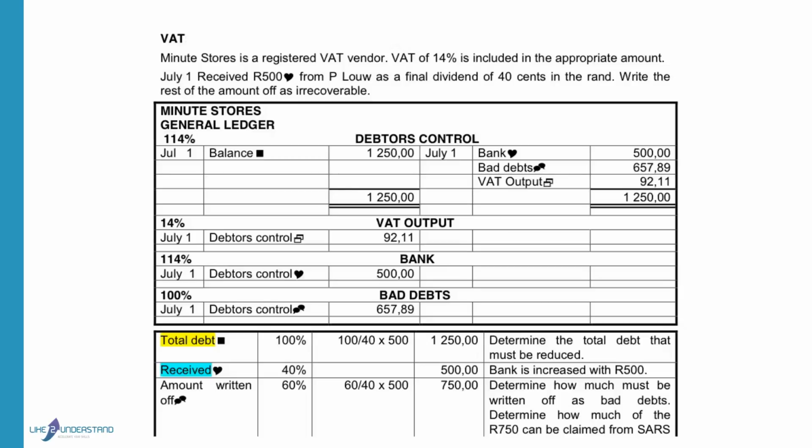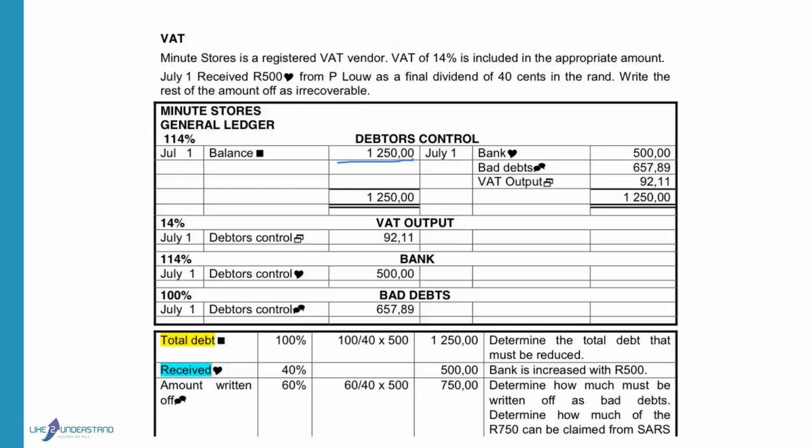So the amount that is outstanding at the beginning of the month is 1,250. That means that when these goods were sold to the debtor, the sales account was credited with 100 over 114 of this amount, and the VAT output account was credited. So the VAT that was collected on behalf of this 1,250 was already paid over to SARS.